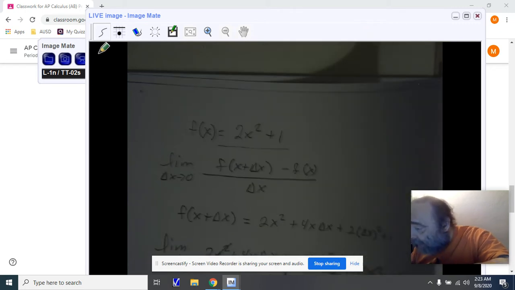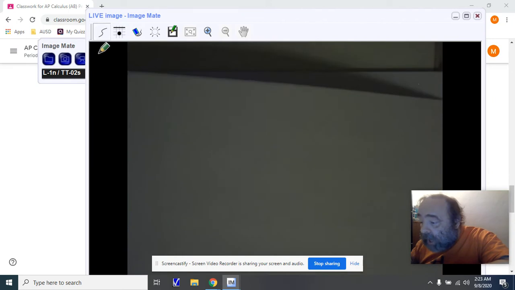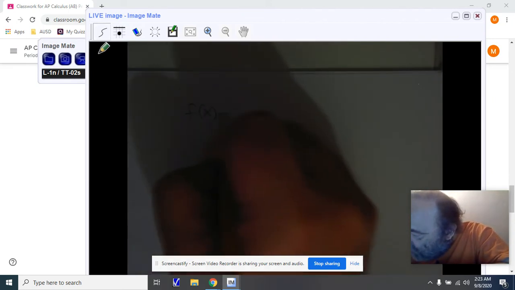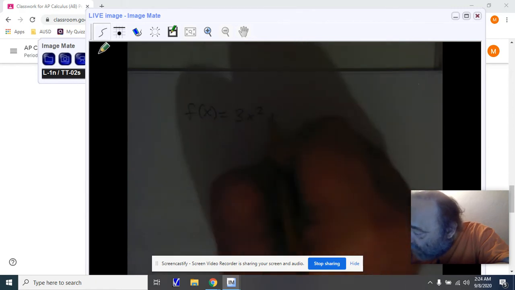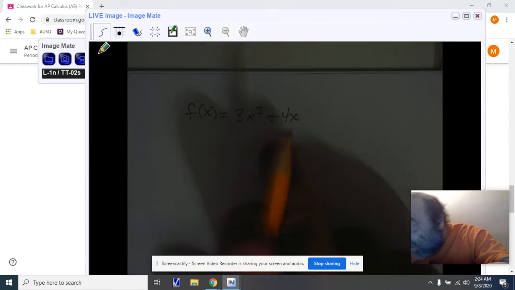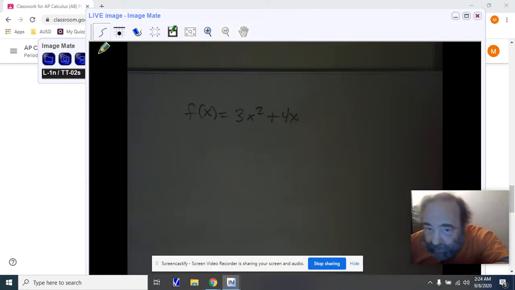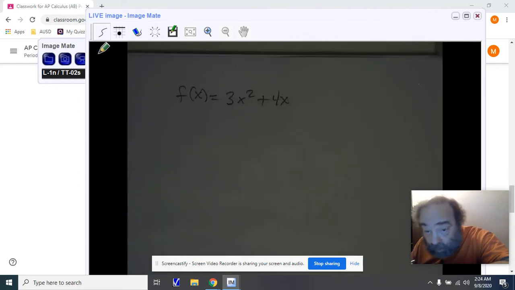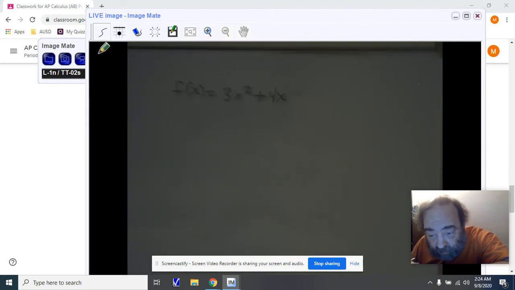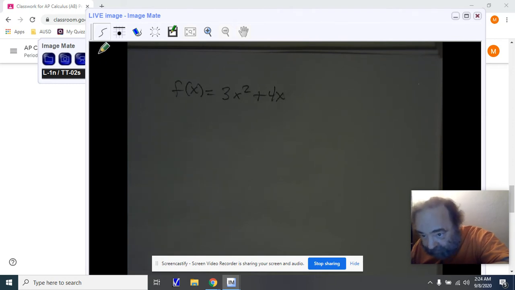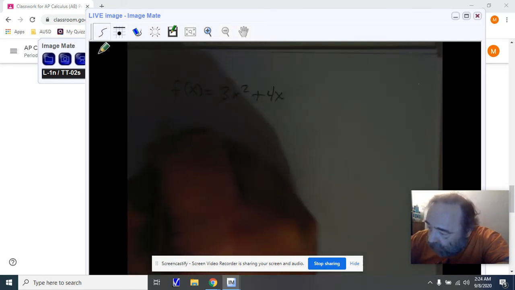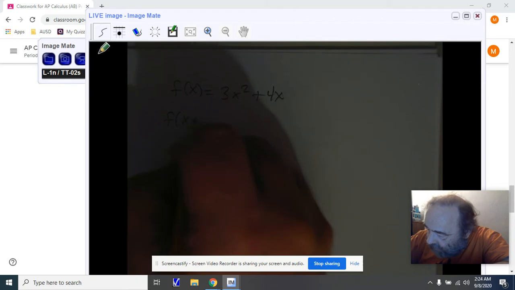Let's do another quadratic. This time, we're going to put a linear behind it. So let's do f of x equals 3x squared plus 4x. Now, we know that the 4x is going to end up having a 4 at the end, so we've got a little bit that we can think about. After all, it is linear. And when we do the difference quotient with a linear, i.e. the slope of the tangent line of a linear equation, we're just talking about the slope of that line. That's 4. All right, let's find out what is f of x plus delta x now.